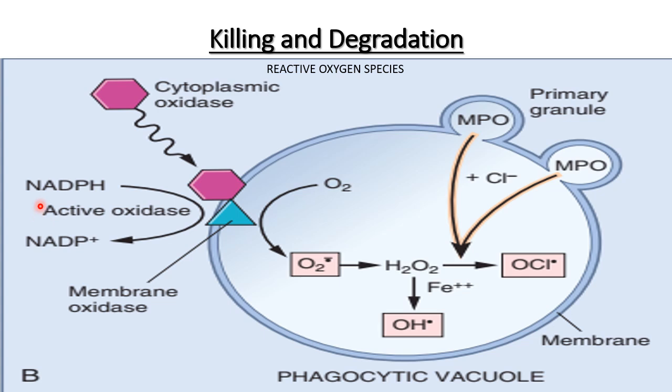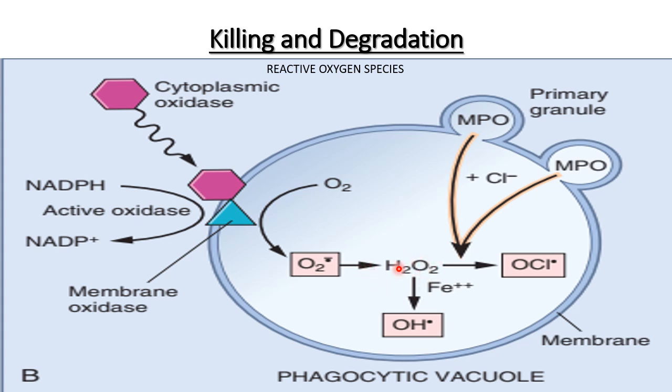So what will happen is that this enzyme, which is NADPH oxidase, also known as phagocytic oxidase, will oxidize NADPH to NADP+, and in the process it will activate the membrane oxidase. This membrane oxidase will facilitate conversion of oxygen to superoxide. Then superoxide will be converted to hydrogen peroxide via a process of spontaneous dismutation.